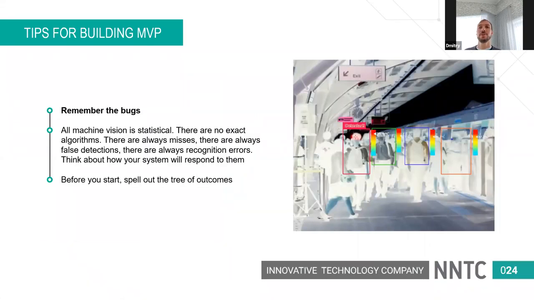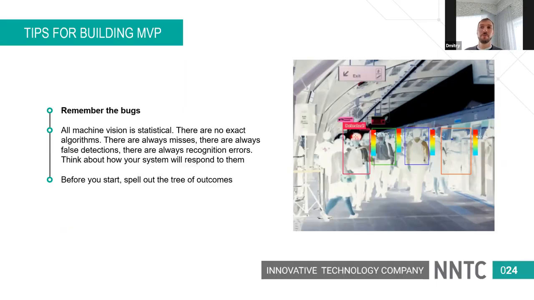All machine learning is not 100% accurate, and computer vision as well. I told this in the earlier slides. So some cases will be missed, and you have to have some rules for handling those exceptions.